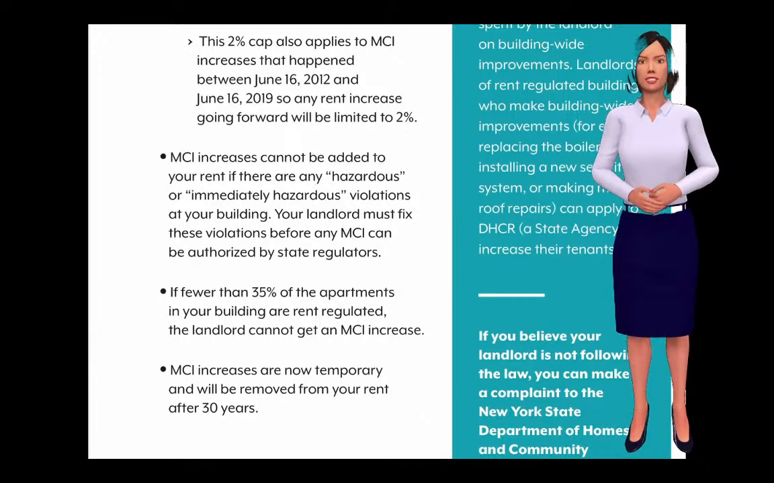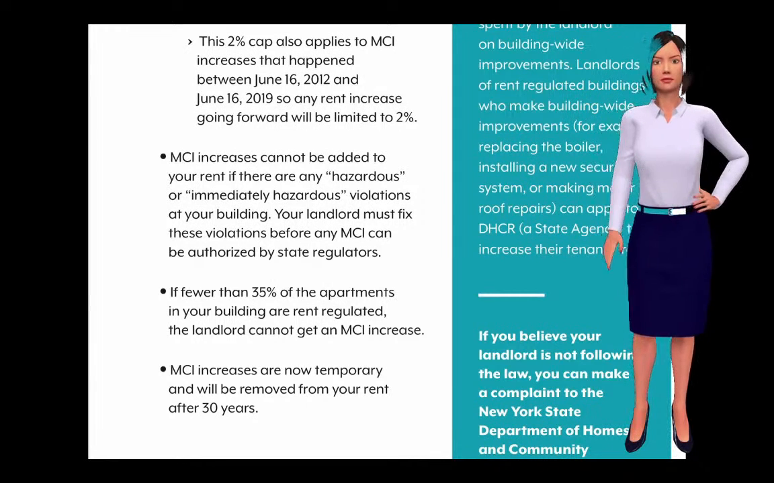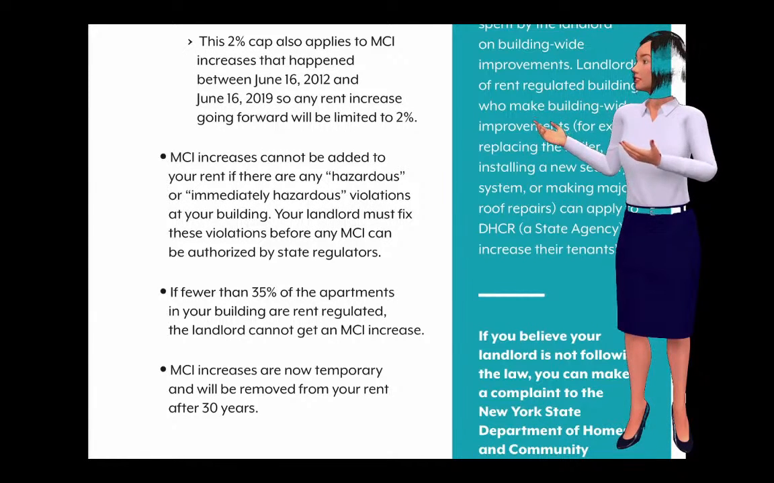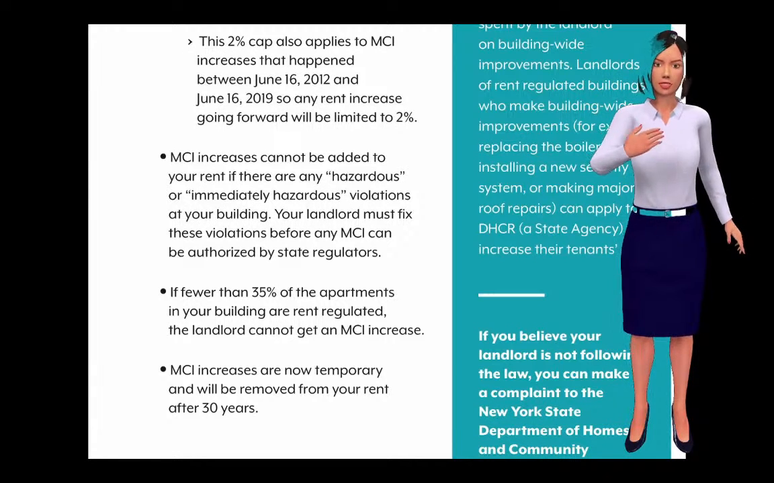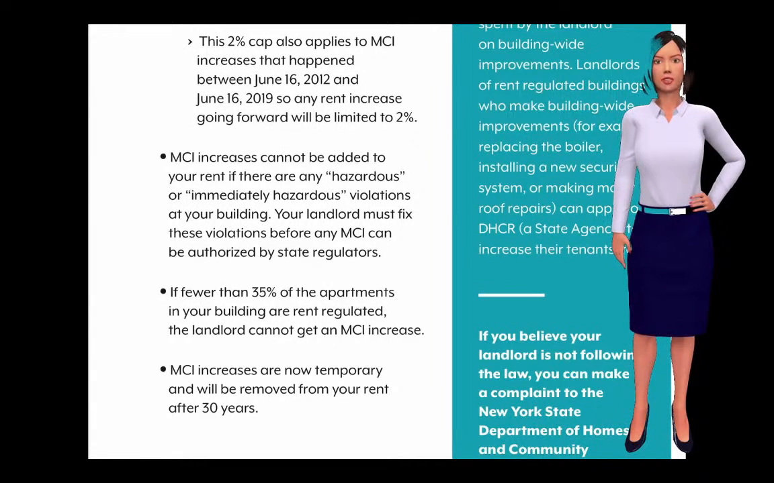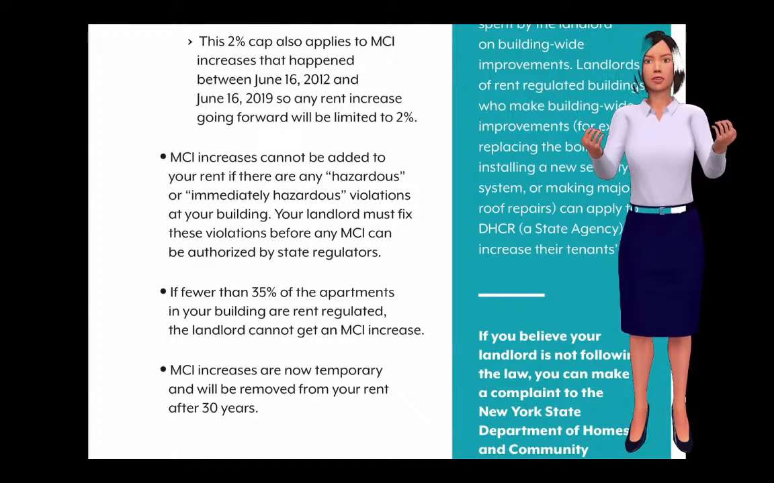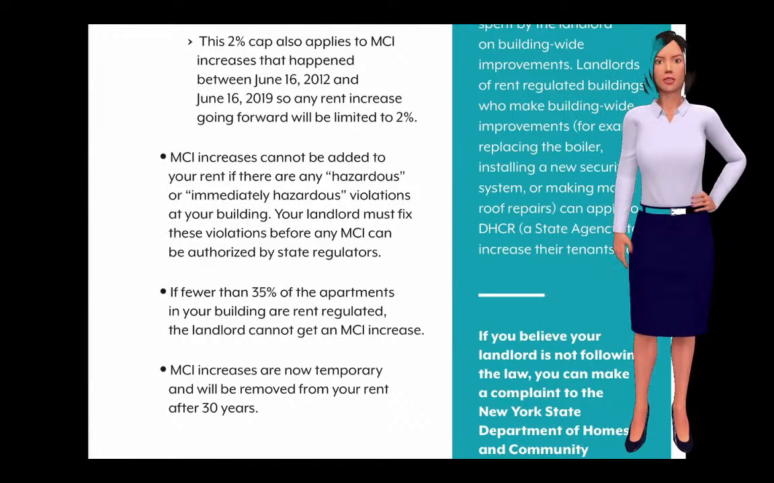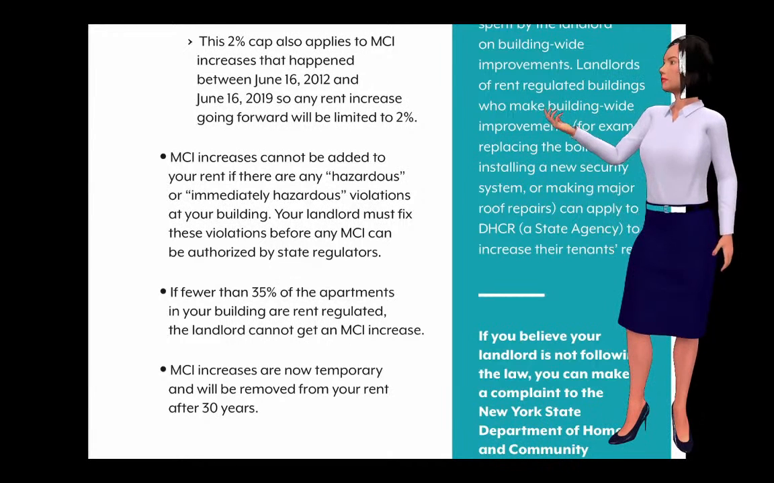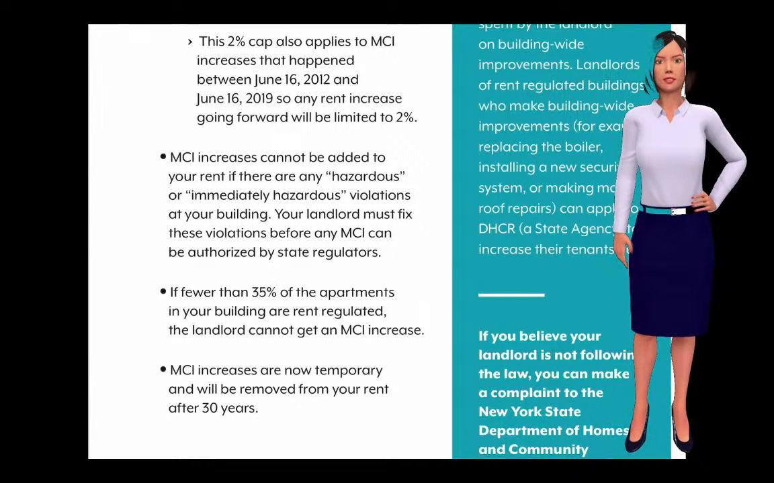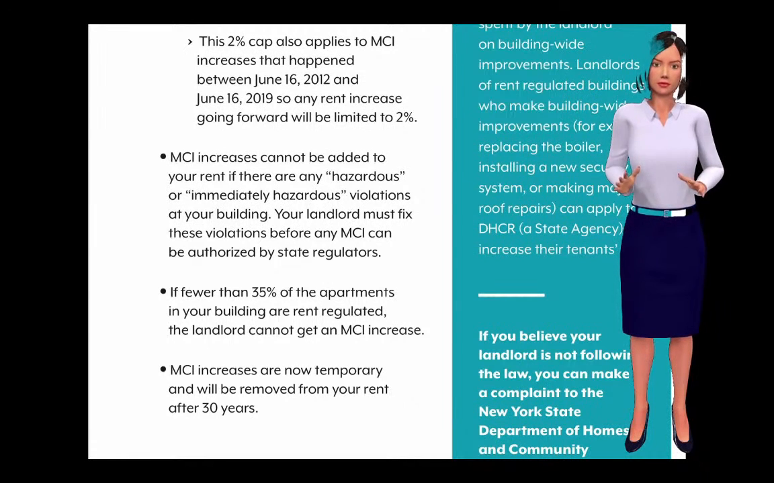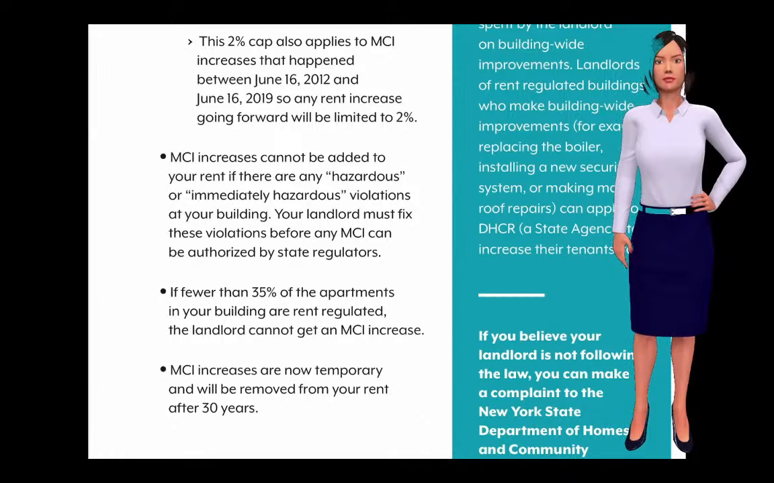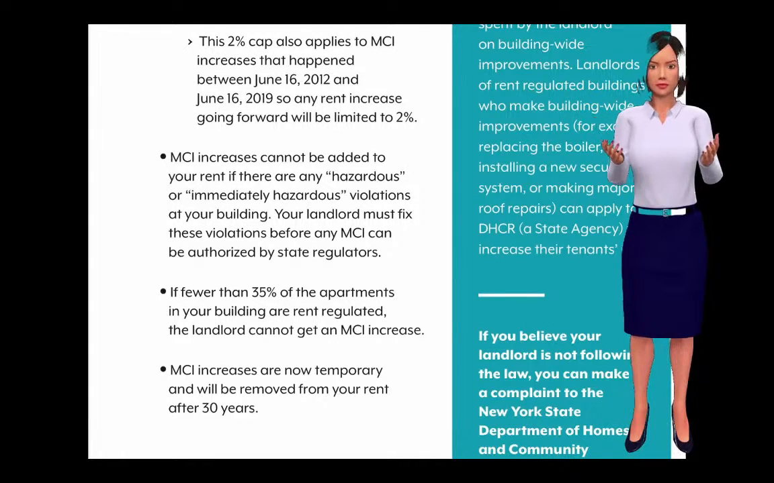This 2% cap also applies to MCI increases that happened between June 16, 2012 and June 16, 2019, so any rent increase going forward will be limited to 2%. MCI increases cannot be added to your rent if there are any hazardous or immediately hazardous violations at your building. Your landlord must fix these violations before any MCI can be authorized by state regulators. If fewer than 35% of the apartments in your building are rent regulated, the landlord cannot get an MCI increase. MCI increases are now temporary and will be removed from your rent after 30 years.